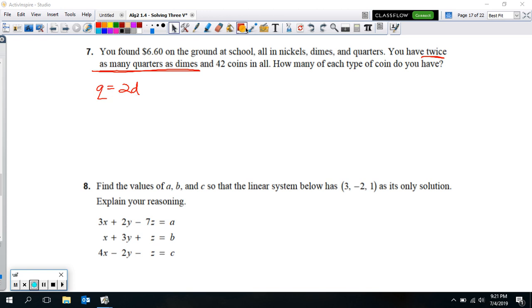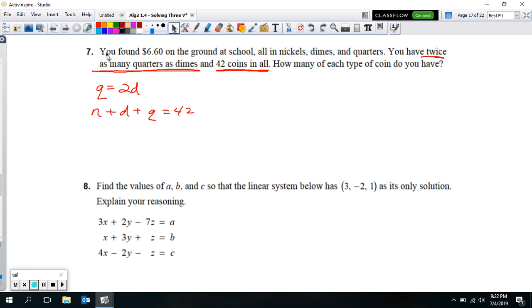So that's one equation. Another equation you can see would be, it said 42 coins in all. That's how many coins you found. So the 42 coins in all means the number of nickels plus the number of dimes plus the number of quarters would equal 42. So you can just write an equation like that: N plus D plus Q equals 42.